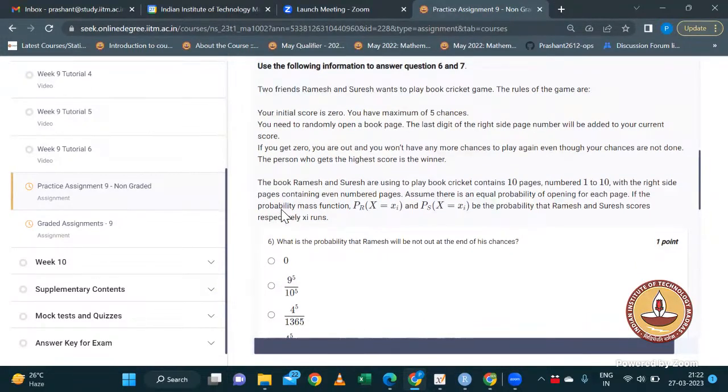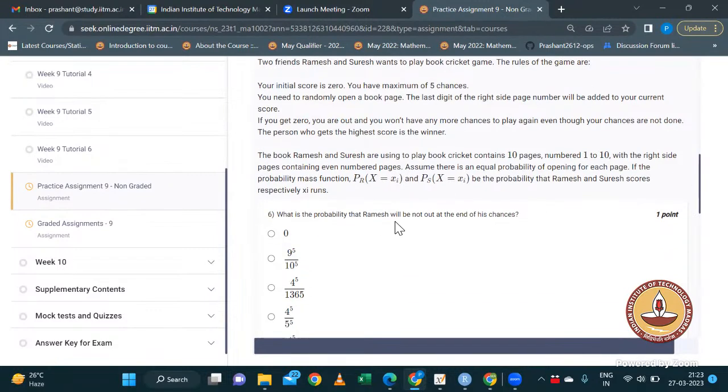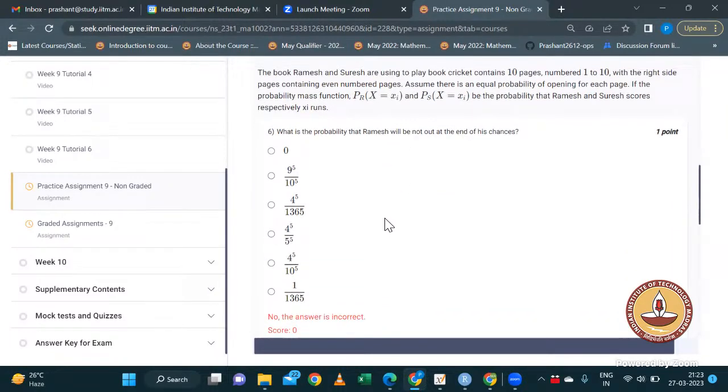Now, the book Ramesh and Suresh are using to play contains 10 pages, numbered 1 to 10, with the right side pages containing the even numbered pages. That's okay, because the left side will contain the odd number pages and the right side will contain the even number pages. It says to assume there is an equal probability of opening each page, and the probability mass function for Ramesh is this and for Suresh is that. So what does the question ask? What is the probability that Ramesh will not be out at the end of his chances?